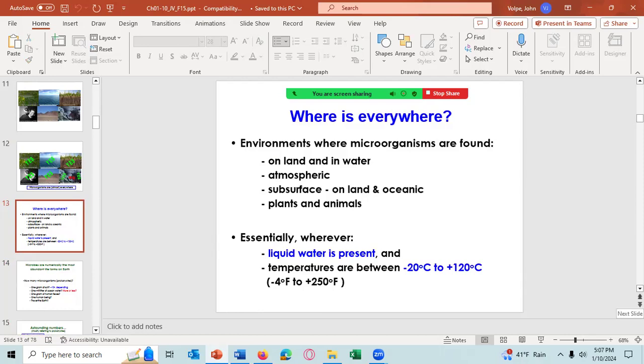Where is everywhere? Environments where microorganisms are found are on the land and in the water, in the atmosphere, subsurface on the land and under the ocean, on plants and animals. Essentially, wherever liquid water is present, we will find microbes. In fact, you find it when the water is frozen. However, when the temperature is cooler than a minus 20 degrees Celsius, all microbes will be frozen, and they may be alive, but they will not be metabolically active when they are frozen.